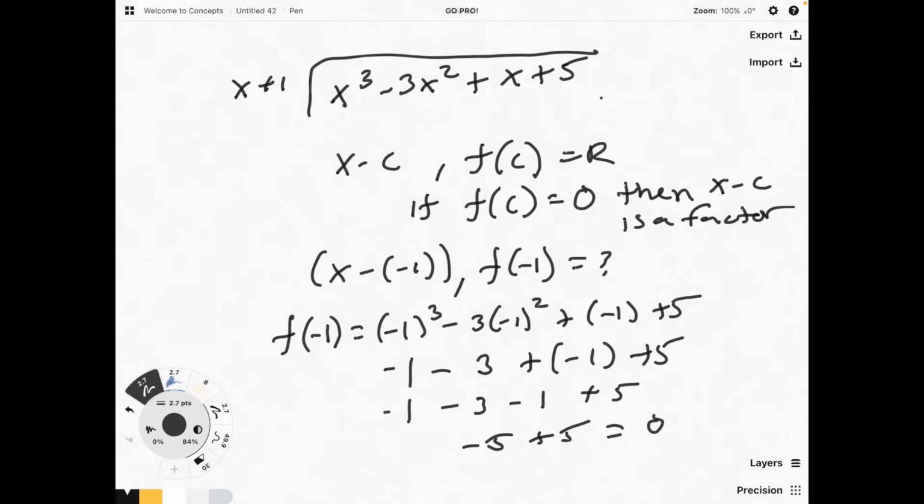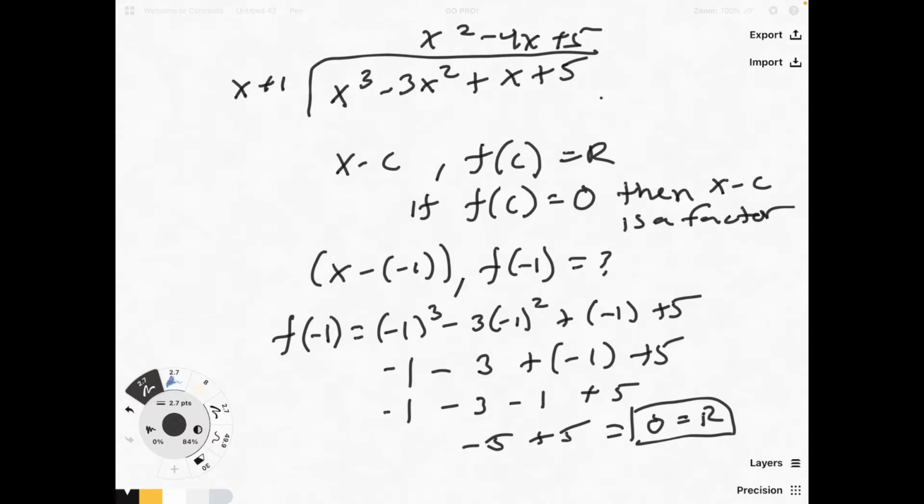This tells us that our remainder is equal to 0, and that x plus 1 is indeed a factor of this polynomial. If you wanted to do the long division to check your work, you would be able to see that you would get x squared minus 4x plus 5. However, you would be left with no remainder. And again, that tells us x plus 1 is a factor of this polynomial.